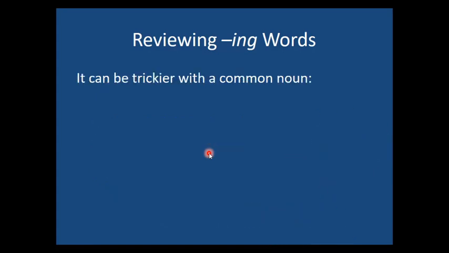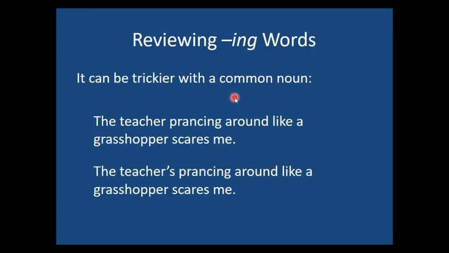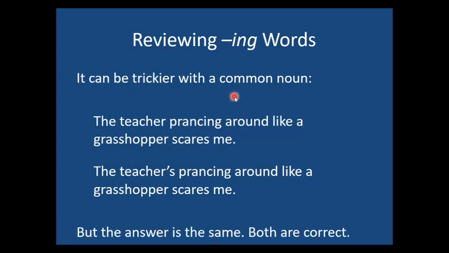All right, let's do one more example. When it's a common noun, it can even be trickier because Fisher is a capitalized, very proper noun. Look at this one. The teacher prancing around like a grasshopper scares me, and the teacher's prancing around like a grasshopper scares me. And once again, that's sometimes even more confusing because when you take the commas out, you're really not sure what you're supposed to say. And once again, the answers are the same. Both of them are correct. It's either the prancing scares you or the teacher scares you. Depends on how you want to read that sentence. So just nitpicky little grammar things just to be aware of.